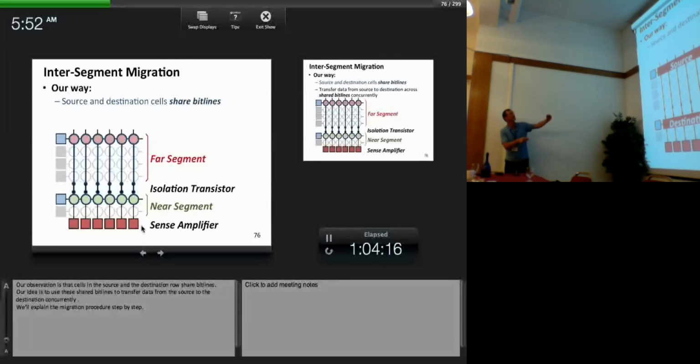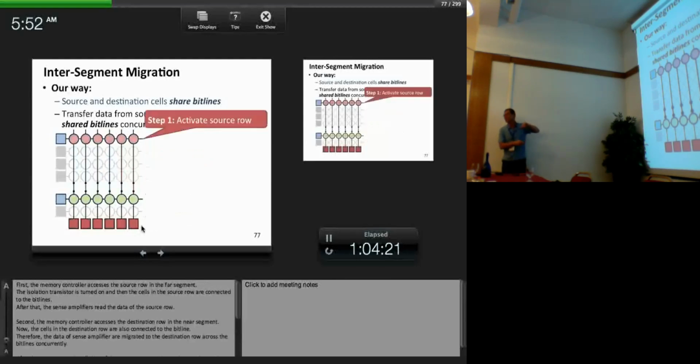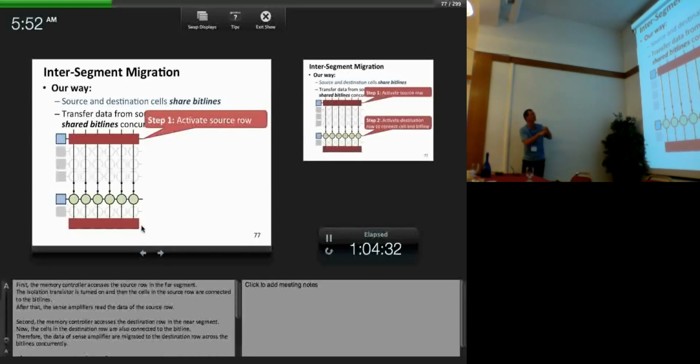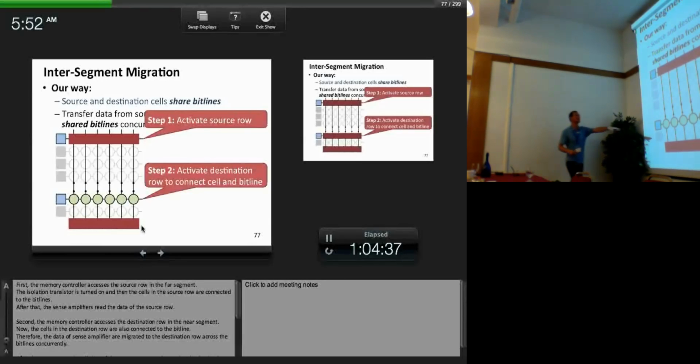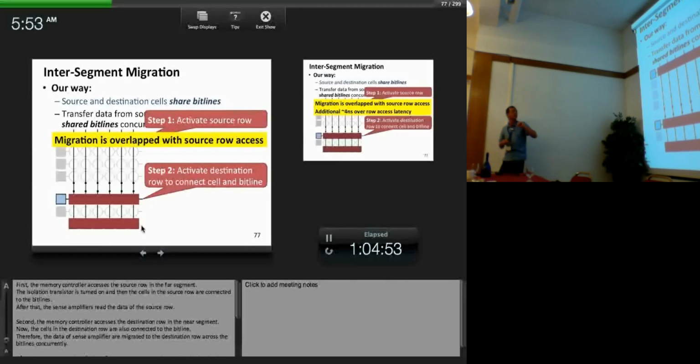How do you migrate the data that's in the source into the destination? Basically this way. You can use these shared bit lines concurrently. Step one is to activate the source row, which brings the data into the sense amplifiers. Now, sense amplifiers are charged with the data that's in these cells. Step two is to activate the destination row. If you activate the destination row now, the sense amplifiers drive their data into the destination cells. As a result, the data that was in the source row is now in the destination row. And this is a very fast migration of one row to another row in DRAM.